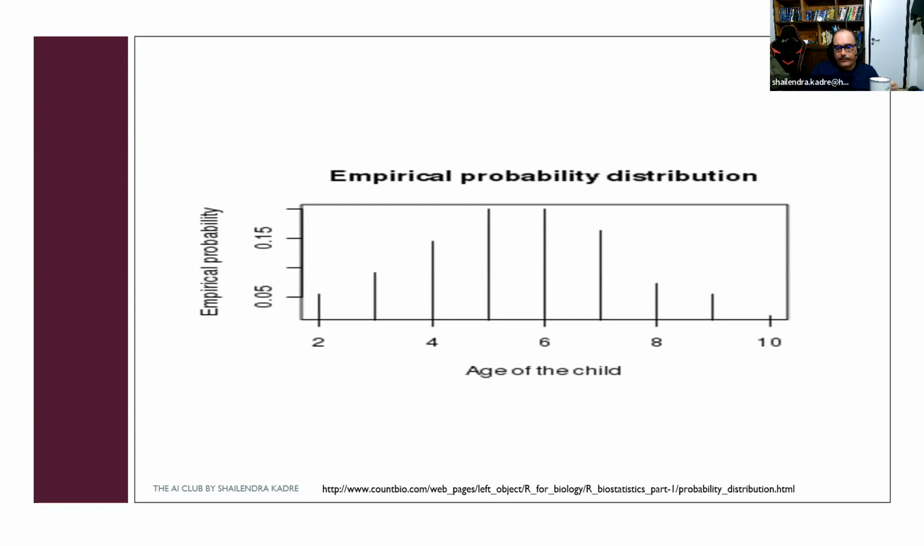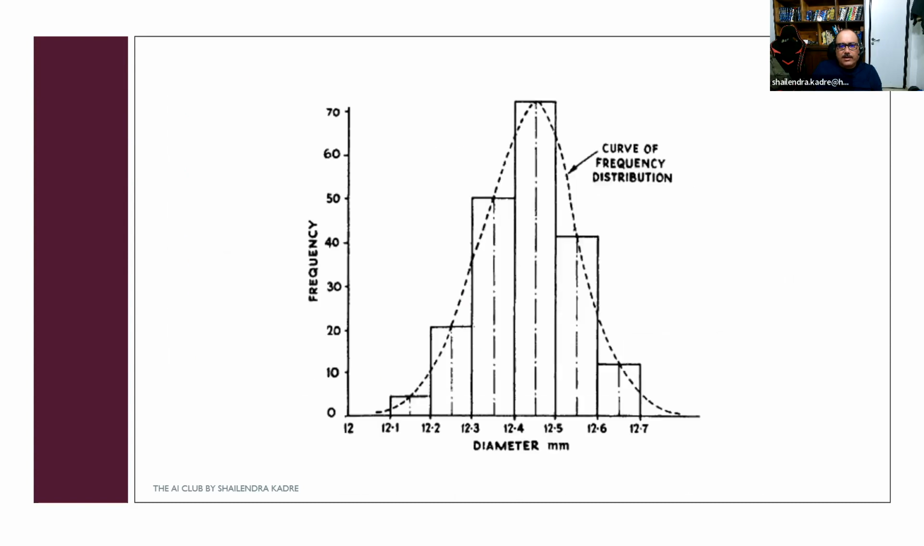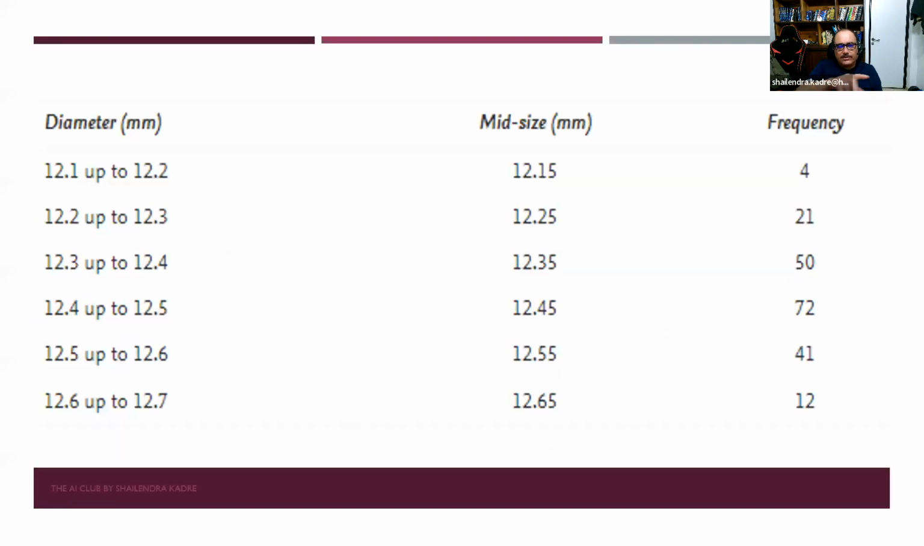You are clear? Yes, sir. So this is our probability distribution. Sir, sorry, I have one question. Yeah, tell me the question. Sir, probability distribution I understood, but frequency distribution, you said the y-axis. Frequency distribution? See here.